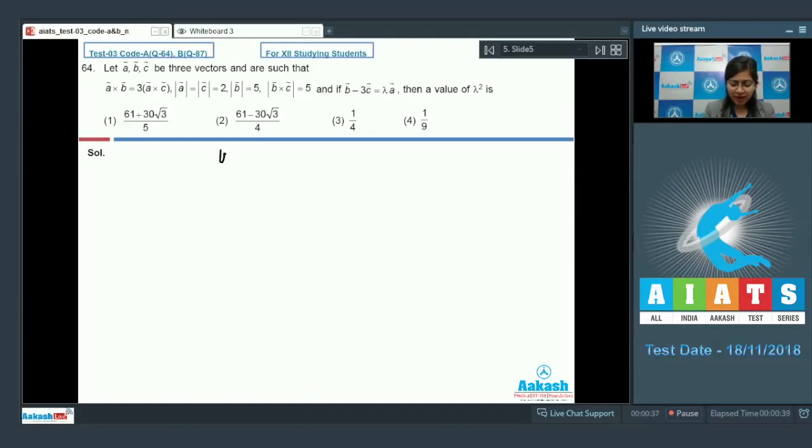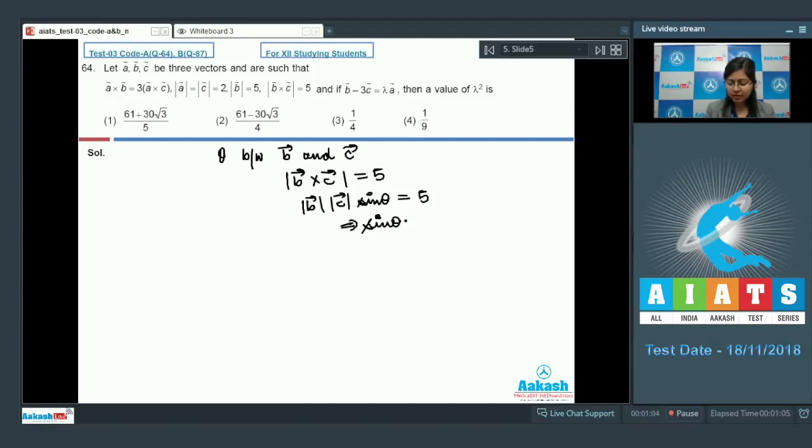So let us assume angle theta between vector B and vector C. We are given that magnitude of B cross C is equal to 5. So we can say that magnitude of B into magnitude of C into sine theta will be equal to 5. Now magnitude of B is 5 and magnitude of C is 2, so we can say that sine theta will be equal to 1 by 2.